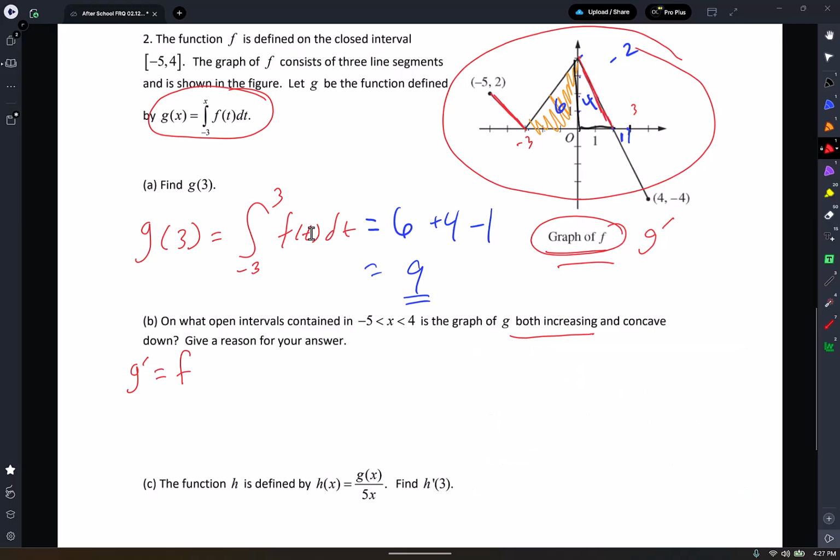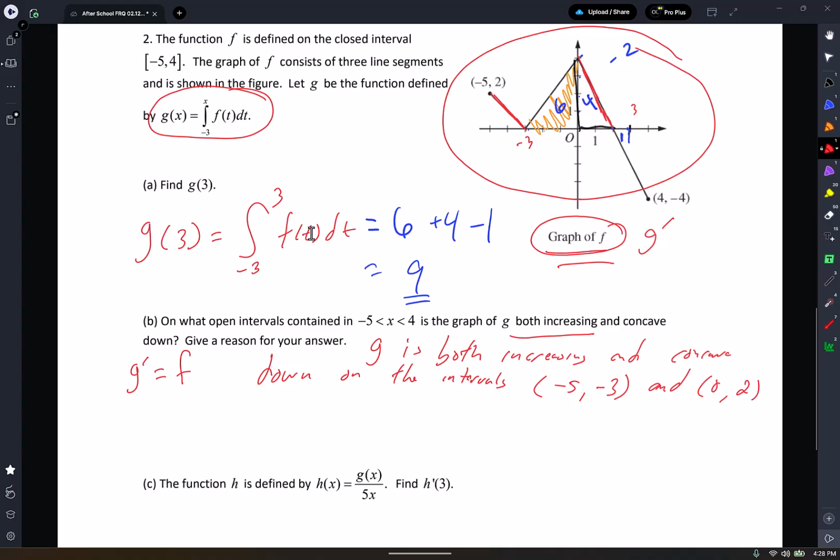So I'm going to write g is both increasing and concave down on the interval, or intervals, -5 to -3 and 0 to 2, because g prime, which equals f, is positive and decreasing on those specific intervals. Does that make sense? Okay.